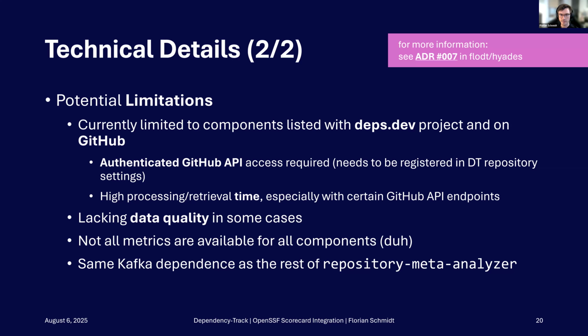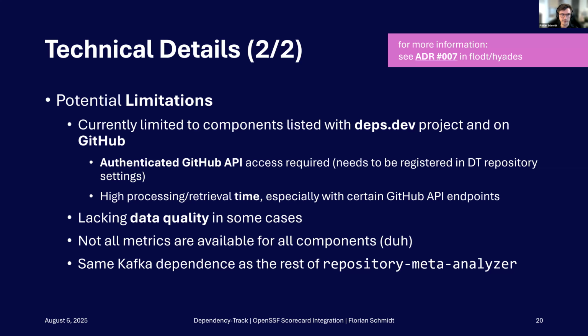Because there it is often structured in a way where you start the computation via the first API call, you get an accepted response code back, and you have to request again for your results after a period of time has passed. And this varies. It takes sometimes 20 seconds, sometimes a minute to compute this data on the GitHub side. And this, of course, slows down the retrieval time on the Dependency-Track side of things.